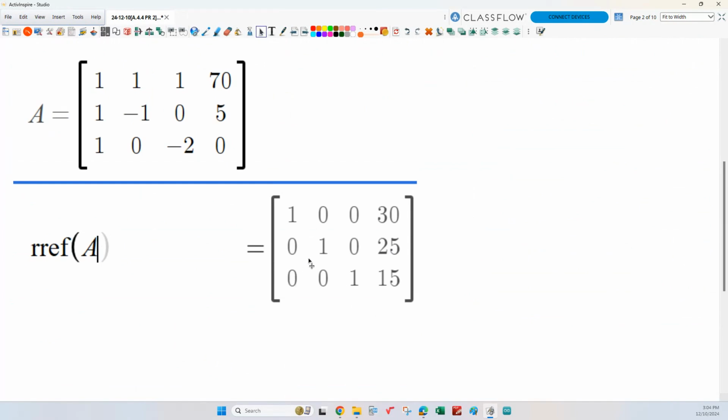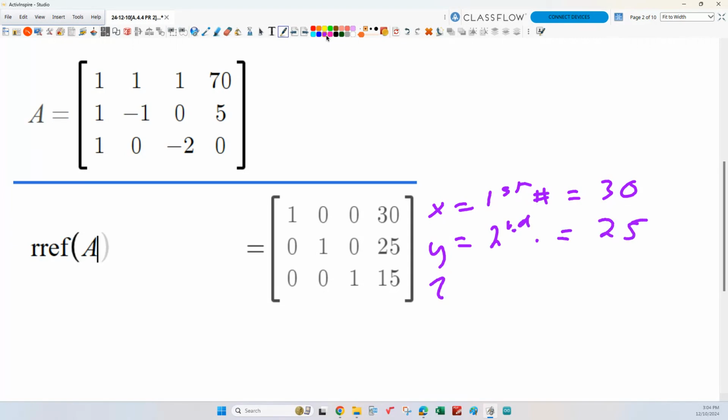Okay, so interpret that. What's that telling me? What's this that's giving me the solution? So what's that mean? What's the first row mean? Okay, x equals, and that's the first number, right? Is 30. Y equals the second number, which is 25. Z equals the third number, which is 15. Okay, make sense? Give me thumbs. All good? All right. Let's try another one.